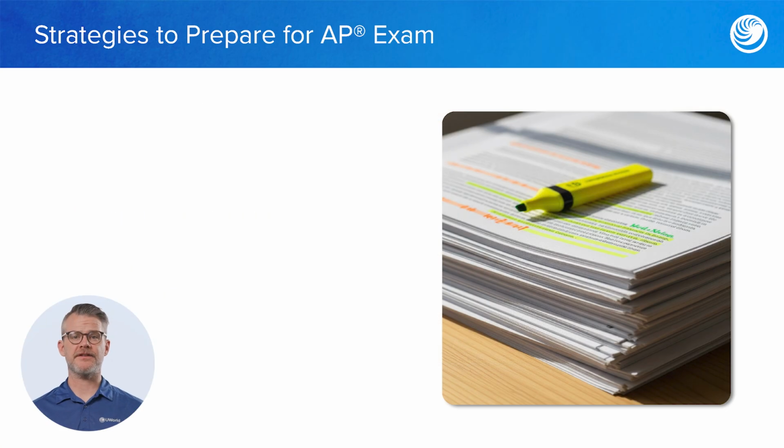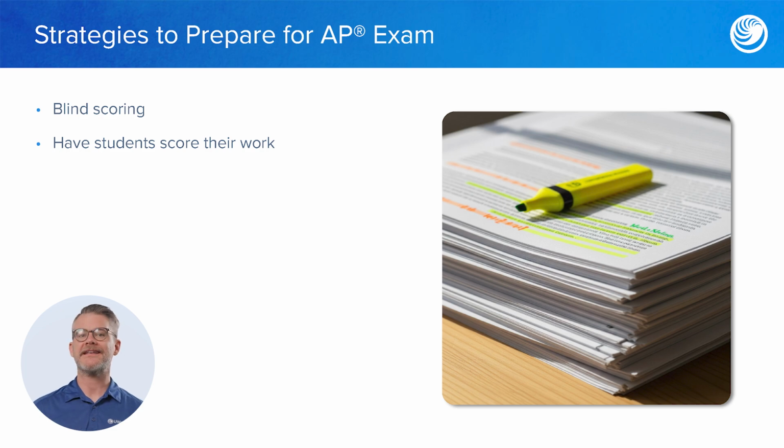Grading your first round of DBQs can be rough. Mine sat in the car for a week before I worked up the courage. Here's a lifesaver: blind scoring. Have students write their ID numbers, not names, on their essays. Then use peer scoring. It gives them experience with the rubric and saves you time.